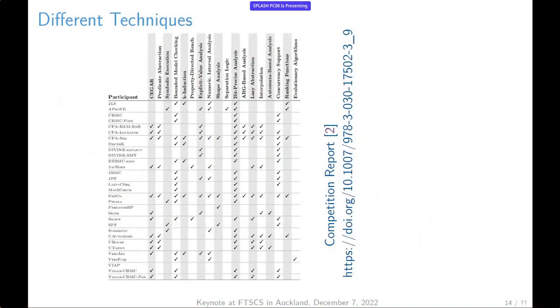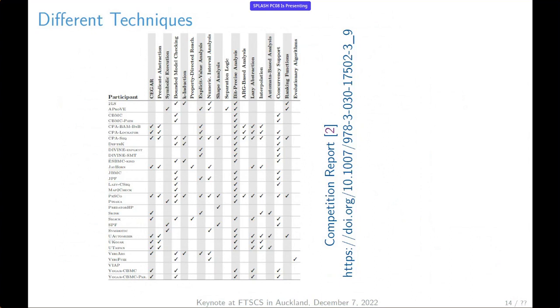There's another thing. This is too small to read, but I want to emphasize that there are many different techniques that are implemented in these tools. So on the x-axis, there's a list of techniques like CEGAR, predicate abstraction, k-induction, numeric interval analysis, shape analysis, and so on and so on. And on the y-axis, you see all the tools. And a check mark means this tool implements this technique for participating in the competition. As you can see, there are techniques like bit-precise analysis that almost every tool implements.